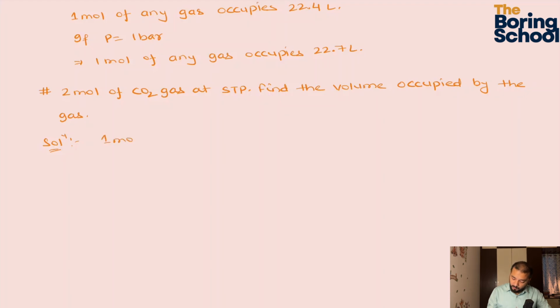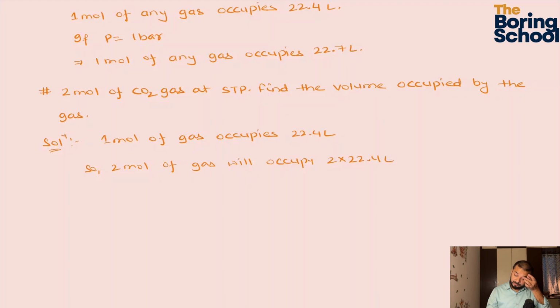So we know 1 mole of gas occupies 22.4 liters. So 2 moles of gas will occupy 2 into 22.4 liters. That will be equal to 44.8 liters. So if you know the number of moles of gas, we can easily find the volume of gas at STP condition.